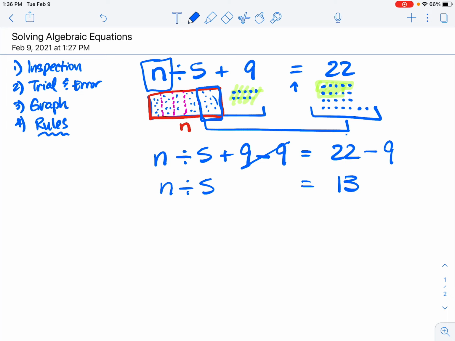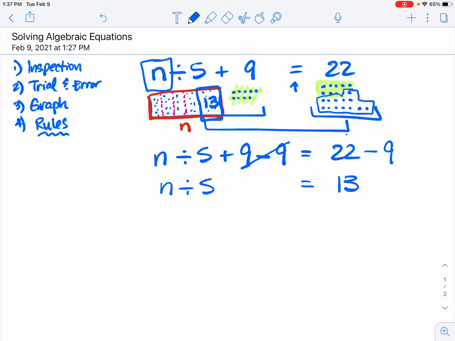Now, how do I see that pictorially? I can count up here. I have 13 dots on the right side. 1, 2, 3, 4, 5, 6, 7, 8, 9, 10, 11, 12, 13 on this side. And then I have this n divided by 5. I have this block in red that's cut into 5 sections. So in one of these sections, I have 13 dots. So now I know in one of these sections, I have 13. But how do I find out how many total marbles are in that box?